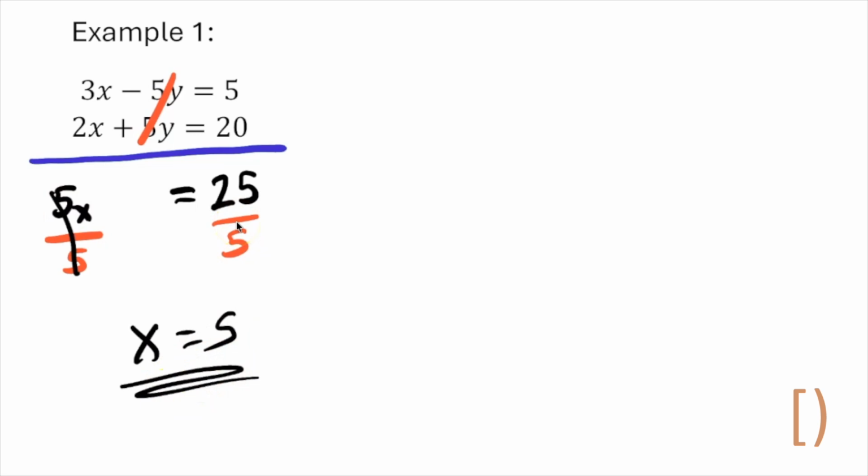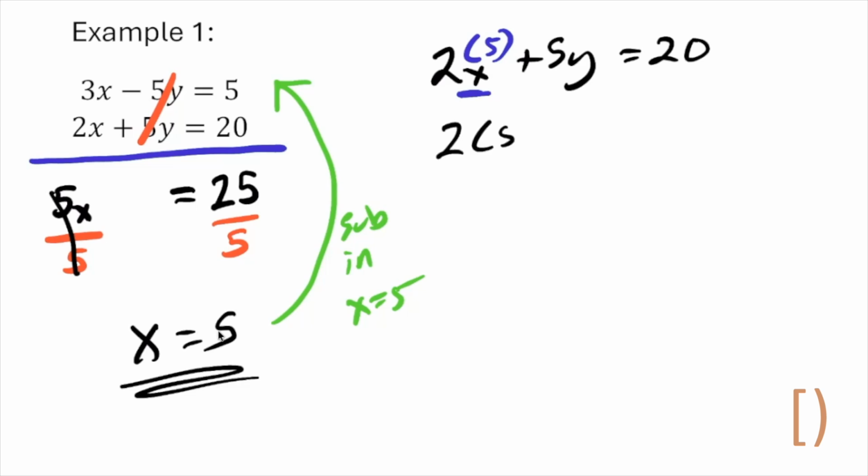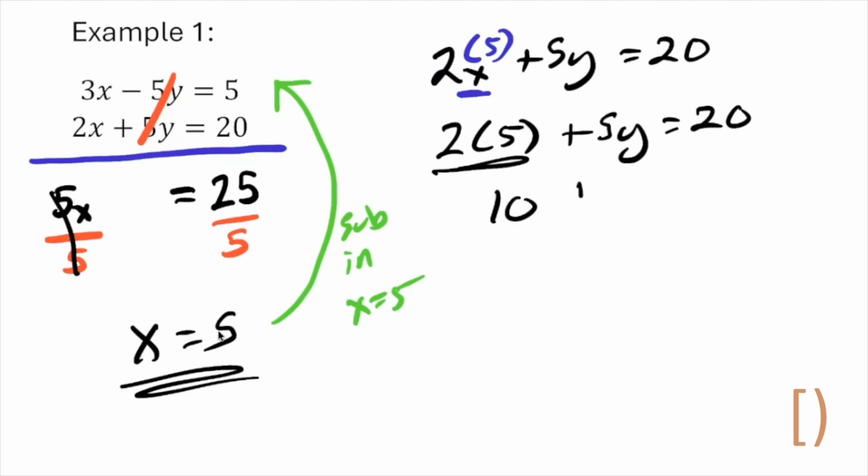So what you do is you go back to the original equation, pick any one, sub in x equals 5. It doesn't matter which one. I'm going to use the bottom one because I think that's a little easier. And now we know x is 5, so I'm going to substitute that in. So instead of our x there, it's going to be a 5. And we have 2 times 5 plus 5y equals 20. That's going to be 10 plus 5y equals 20.